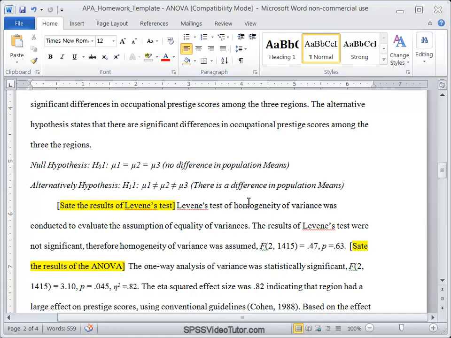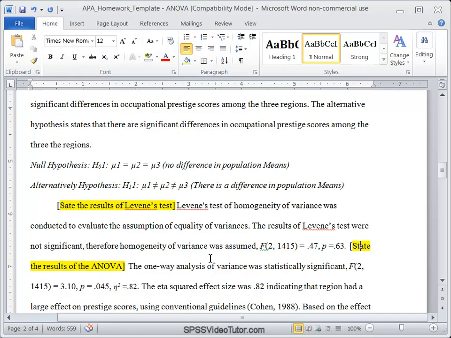But in this case, I just wanted to illustrate it for demonstration purposes. Levene's test of homogeneity of variance was conducted to evaluate the assumption of equality of variances. The results of Levene's test were not significant. Okay? Now, you could just simply leave it there and then move on. But what I wanted to do is I wanted to show you the notation so that if it was significant, you would know how to write it. So you would only write this if the P was less than 0.05. Okay?